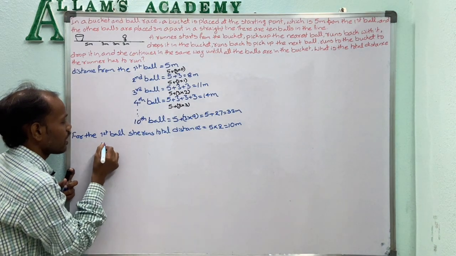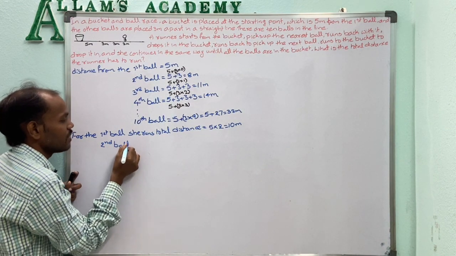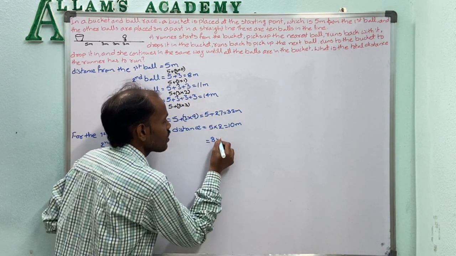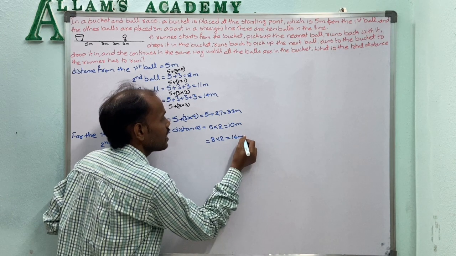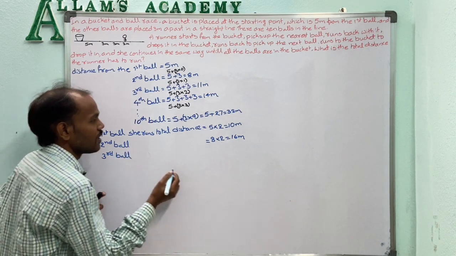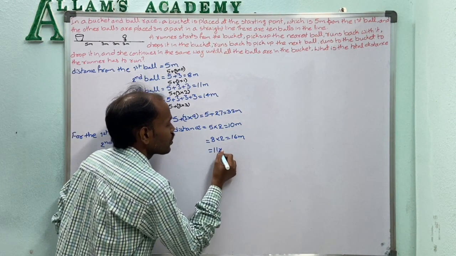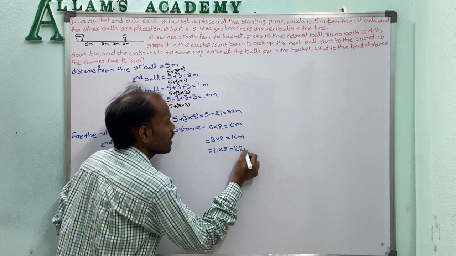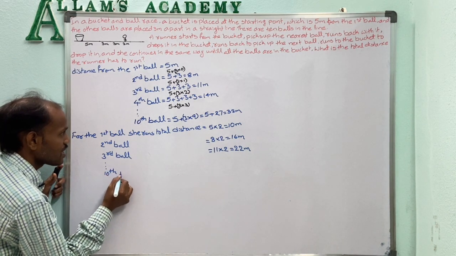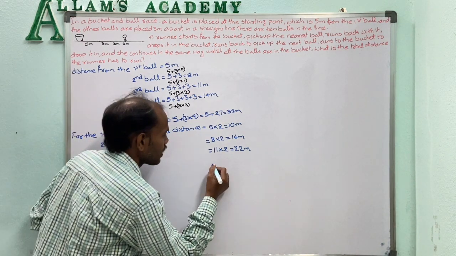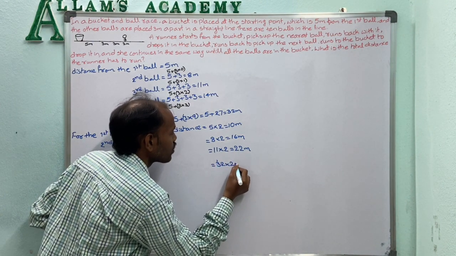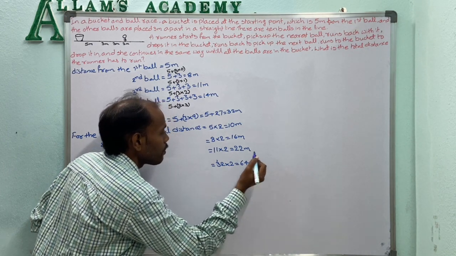For the second ball, how much distance does she cover? For the second ball she travelled 8 meters, so 8 twos, that equals 16 meters. For the third ball, how much distance does she cover? That is 11 into 2, that equals 22 meters. Similarly, for the 10th ball, how much distance does she cover? That is 32 into 2. So 32 into 2 is equal to 64 meters.